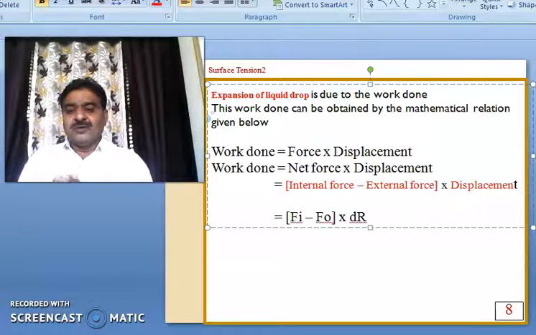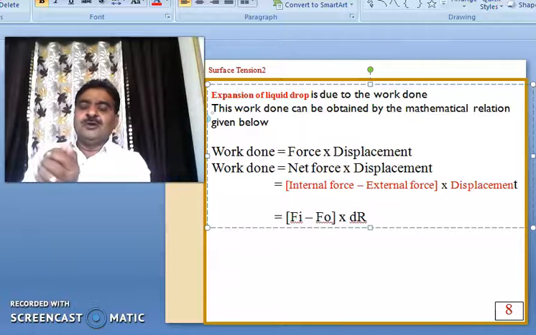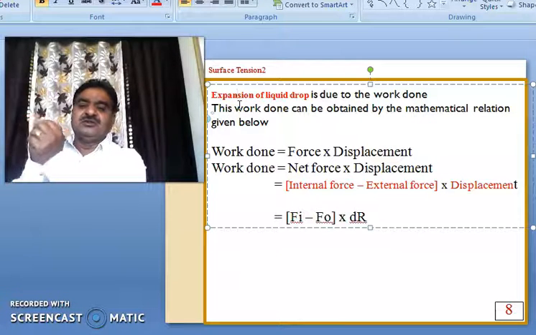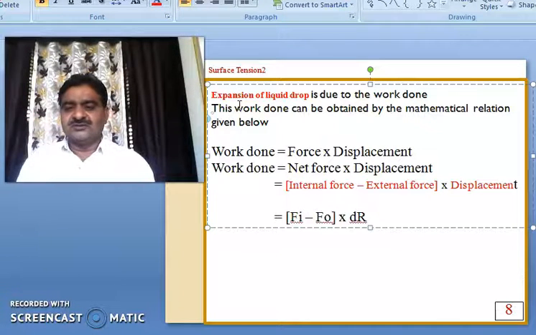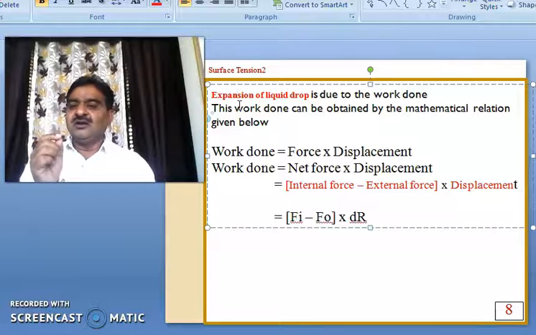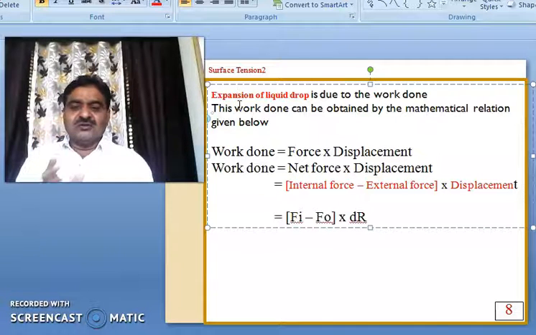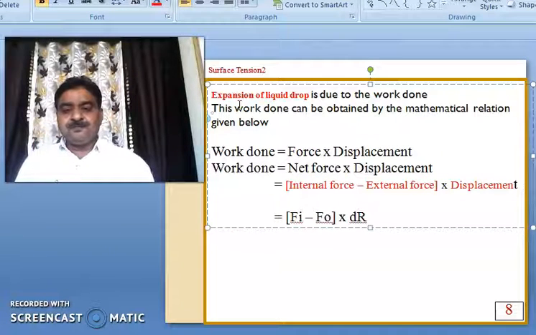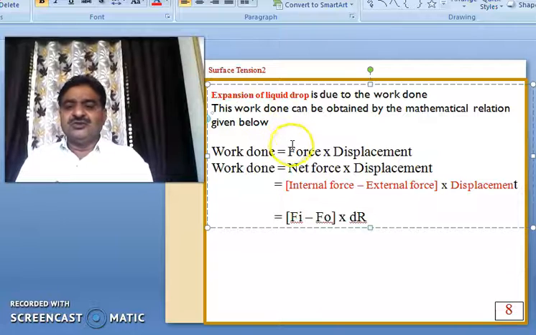Work is nothing but what? Whenever force is applied to a body, and if the body gets displaced in the direction of the applied force, then work is said to be done. That work is measured in joules, the unit of energy. So force into displacement is the relation.